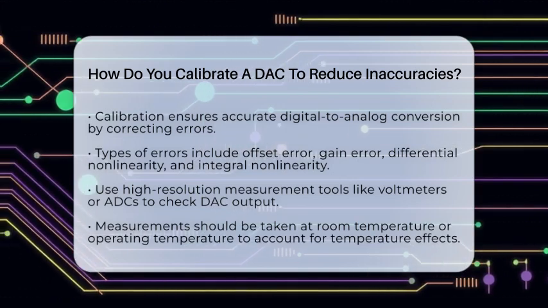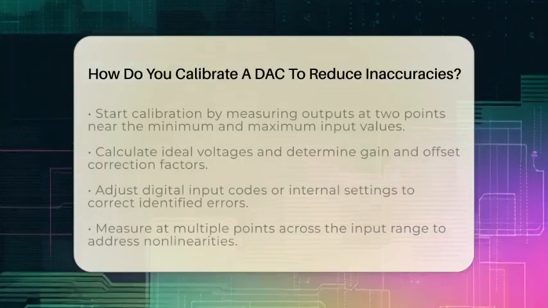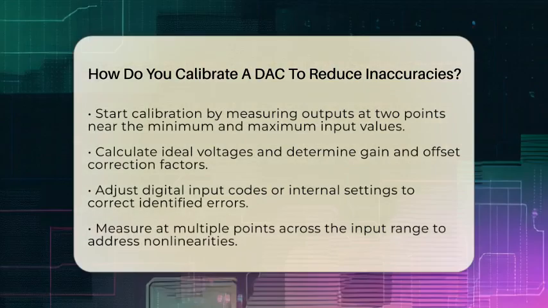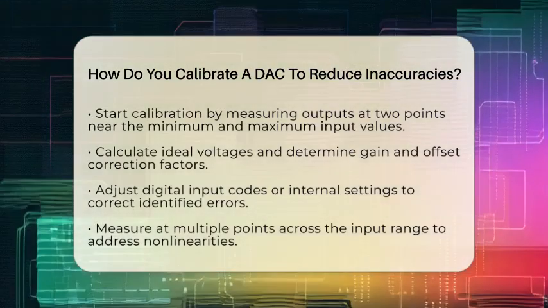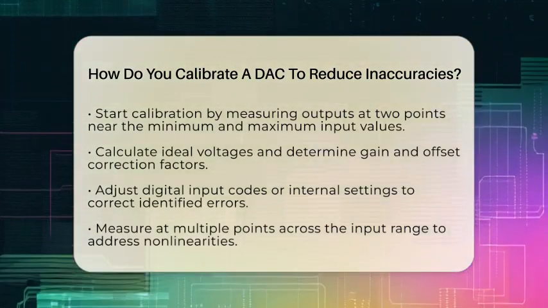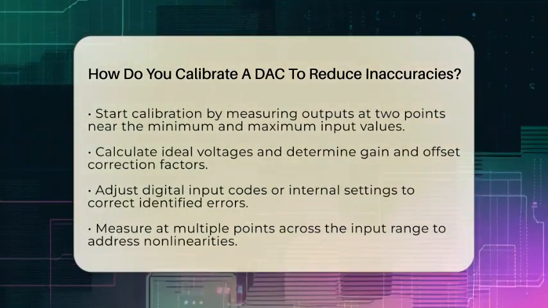Next, set up your measurement tools. Use a high-resolution voltmeter or an analog-to-digital converter to check the DAC output at specific digital input codes. Make sure to measure at room temperature or the temperature your device will operate in, because temperature changes can affect accuracy.